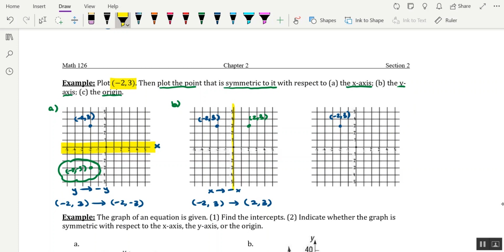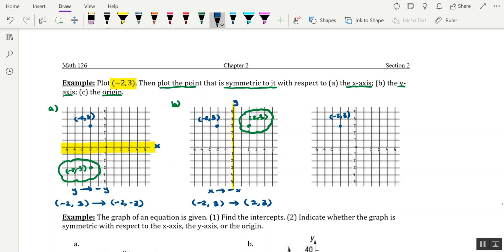In other words, if we were to cut out this coordinate plane and fold it along the y-axis, the points would overlap. And so that's how we know the point 2, 3 is symmetric with respect to the y-axis in relation to negative 2, 3.